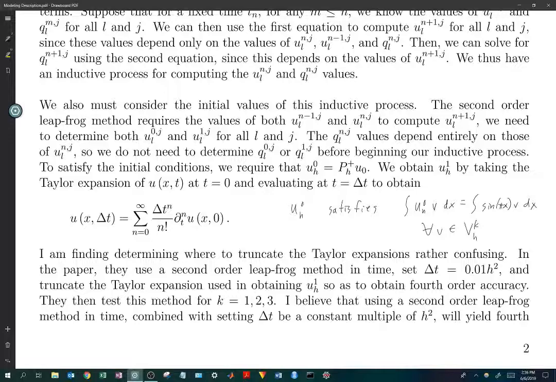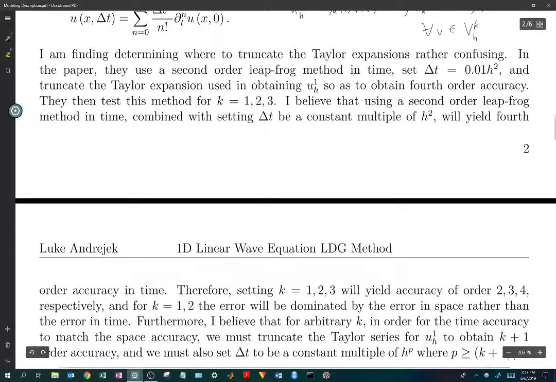And then basically, let's see here. So I'm pretty honest here, I forget how many terms you need to use to get a particular level of accuracy. I think I just say, okay, so for k equals 3, let's see here. I believe that using a second order leapfrog method will yield fourth order accuracy in time. Okay, so second order leapfrog method, I'm pretty sure gives you fourth order accuracy in time.